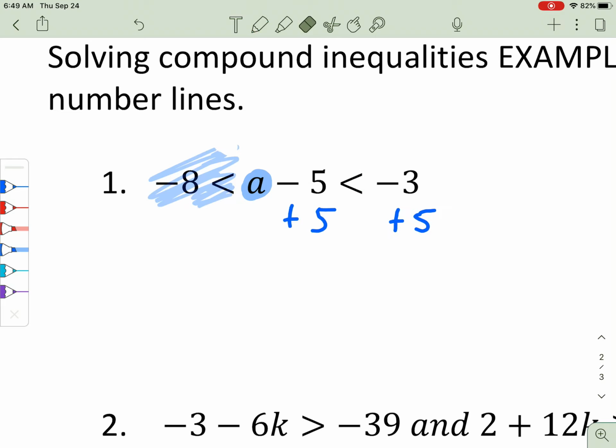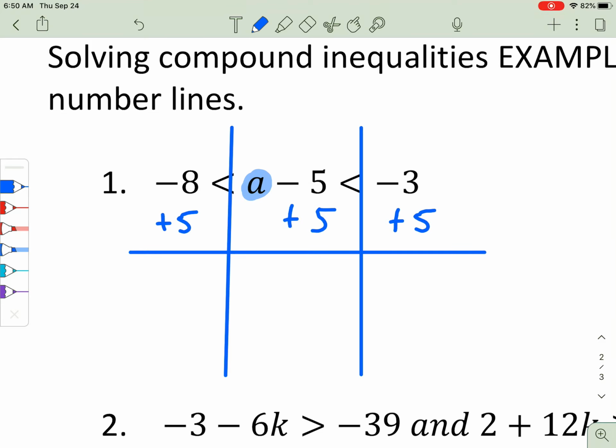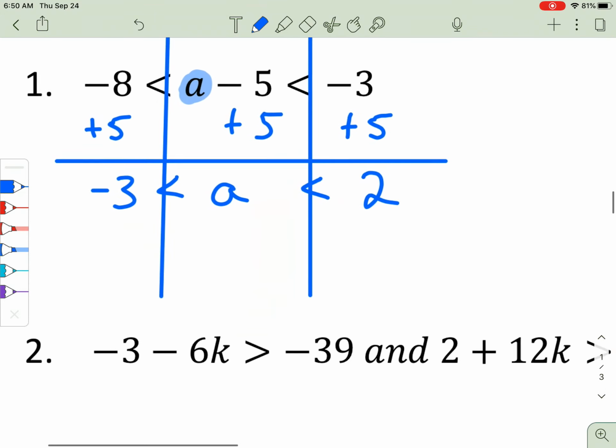Okay, when you have a compound inequality, instead of drawing one line and organizing your thoughts, it's going to be two lines, and you're going to do it to both the inside and both of the outsides. Now left over on the inside, I have an A. On the outside right, I have a positive 2, and on the outside left, I have a negative 3, and I keep my symbol. So we just solved that.